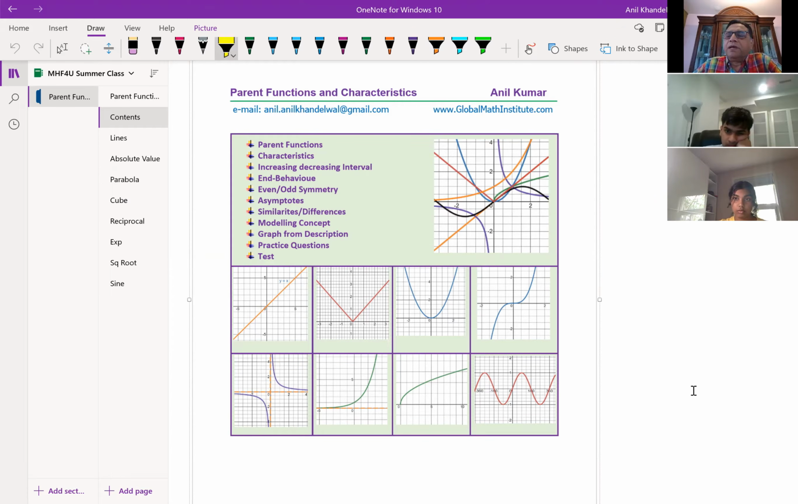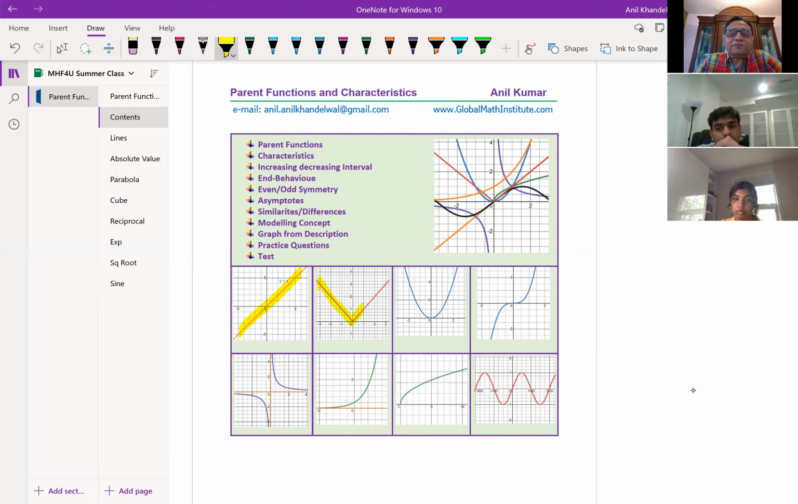So let me begin with a few which are listed here. We'll talk about the characteristics. First thing first, I have given graph of few functions here. Can you recognize all these functions? Which is this particular function? Can you name it? It's a linear function, a straight line, correct?